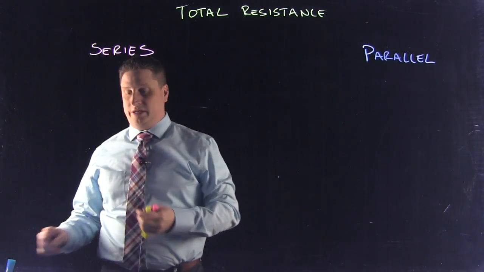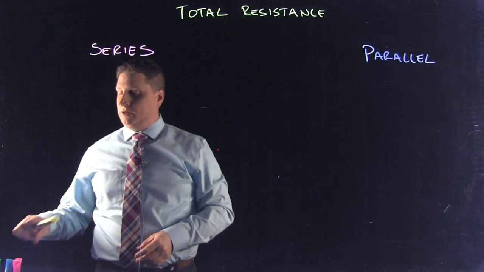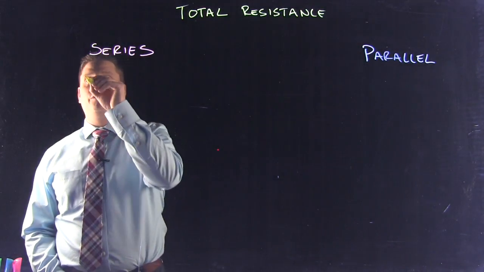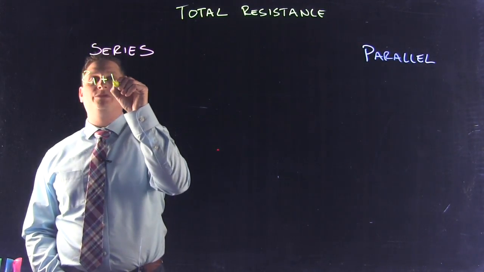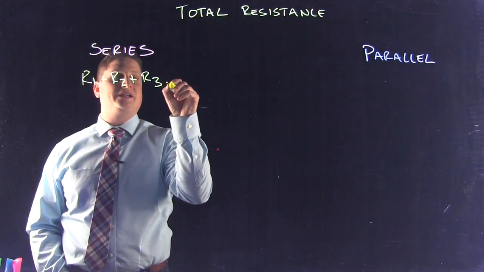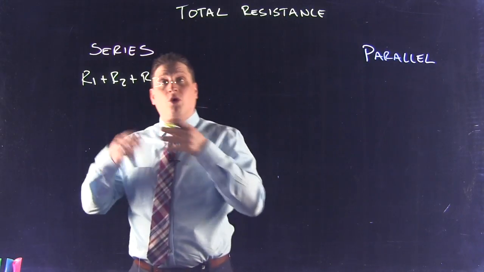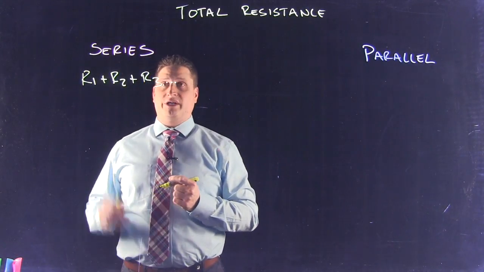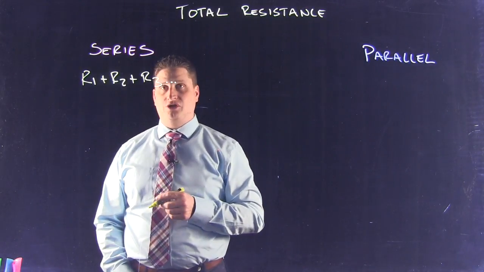In a series circuit, we're going to be using a formula to calculate total resistance of resistance value 1 plus resistance value 2 plus resistance value 3, etc. The more resistors you have, you just add them in your series circuit total resistance calculation.